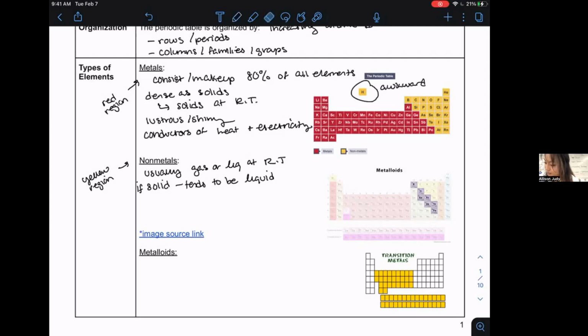Tends to be brittle. Thank you. Tends to be brittle. Okay. Non-metals are very bad conductors of heat and electricity.